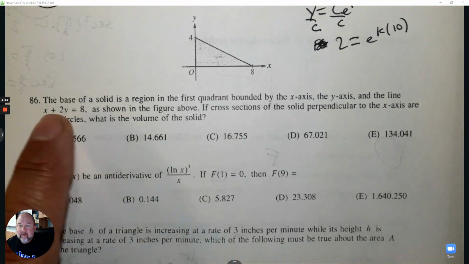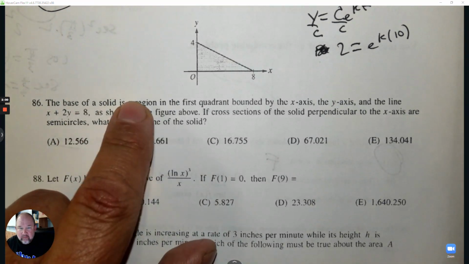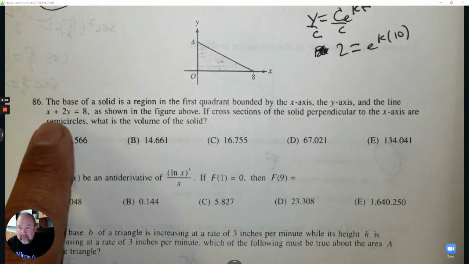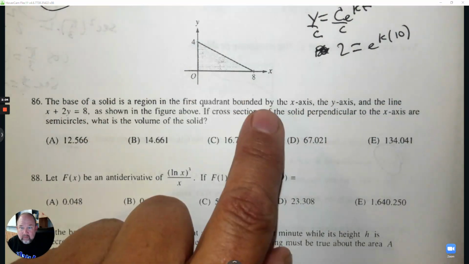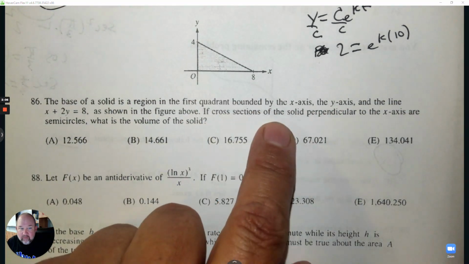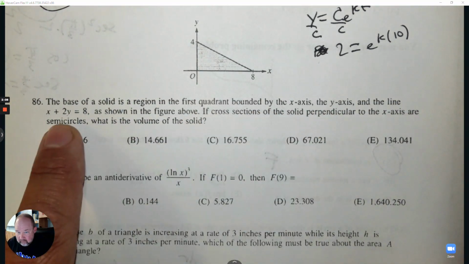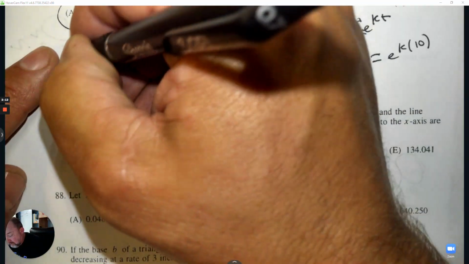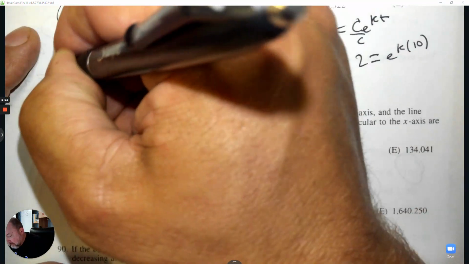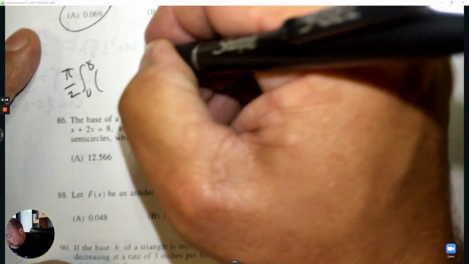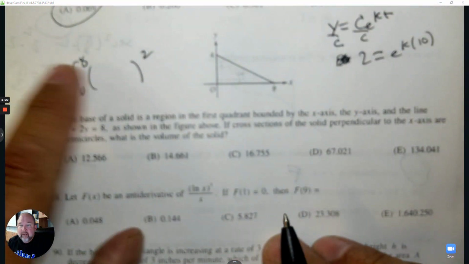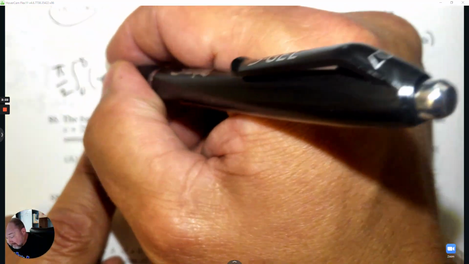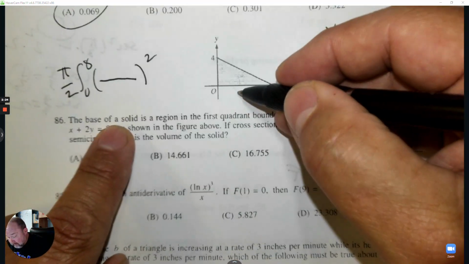86. The base of a solid is a region bounded by this and the line x plus 2y equals 8. If cross sections of the solid perpendicular are semicircles, what's the volume? So semicircles, we're going to integrate from 0 to 8. It's pi r squared divided by 2, but the radius, you have to go top subtract bottom.